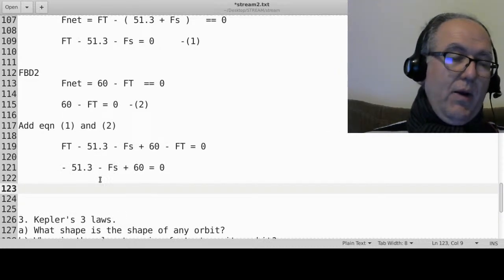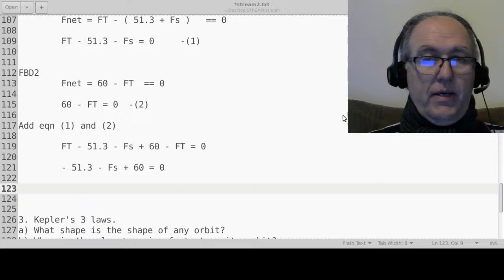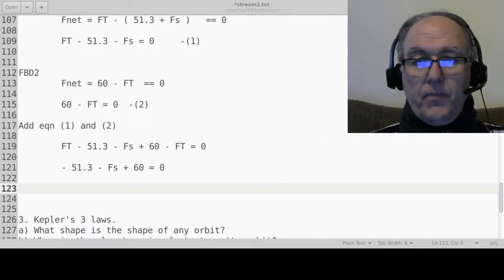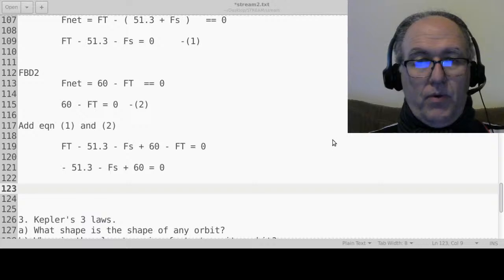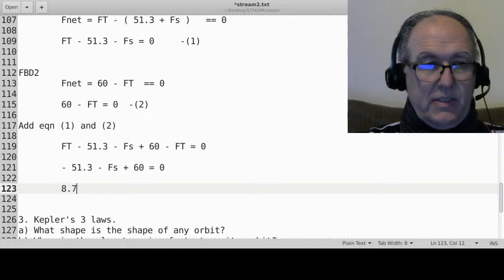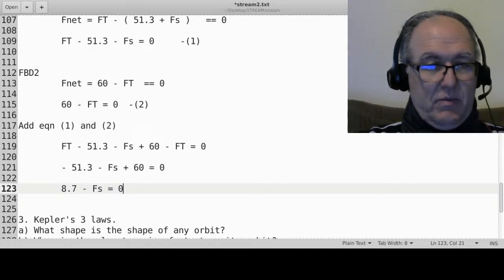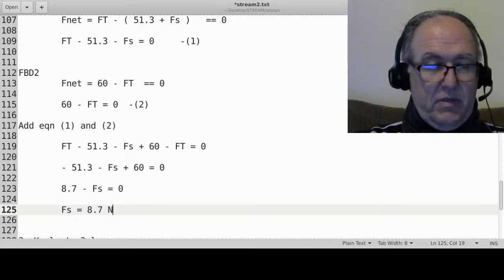Okay, and now we have 60 minus, let me do it on my calculator, 60 minus 51.3 is 8.7. So we get here that it's 8.7 minus Fs is equal to 0. And then it's pretty obvious that Fs is equal to 8.7 newtons.